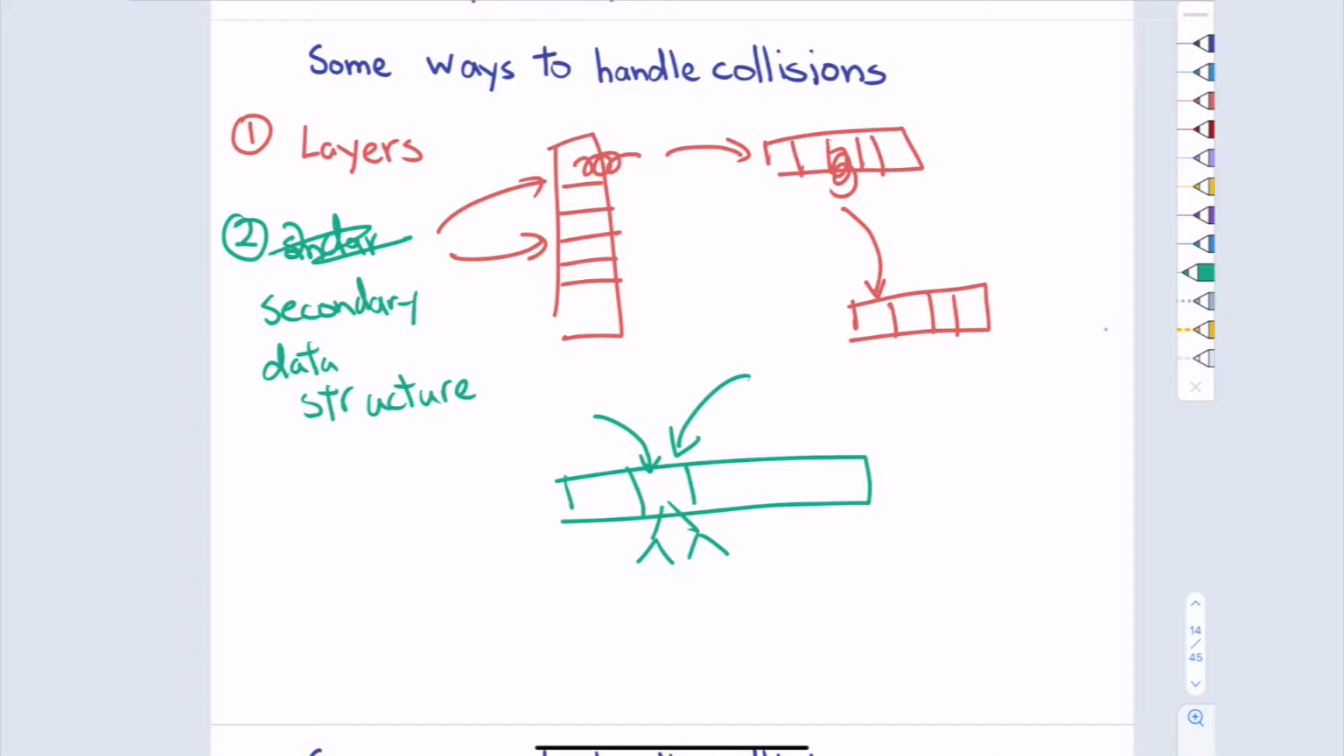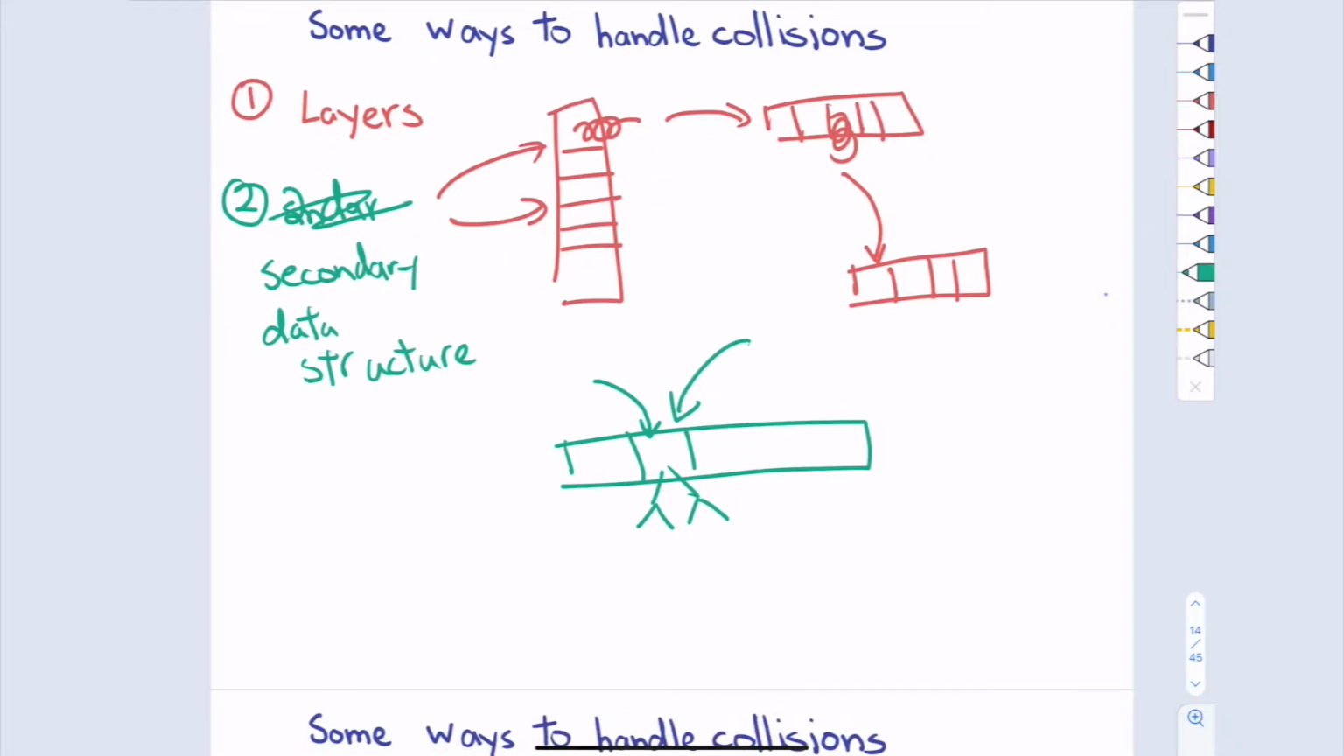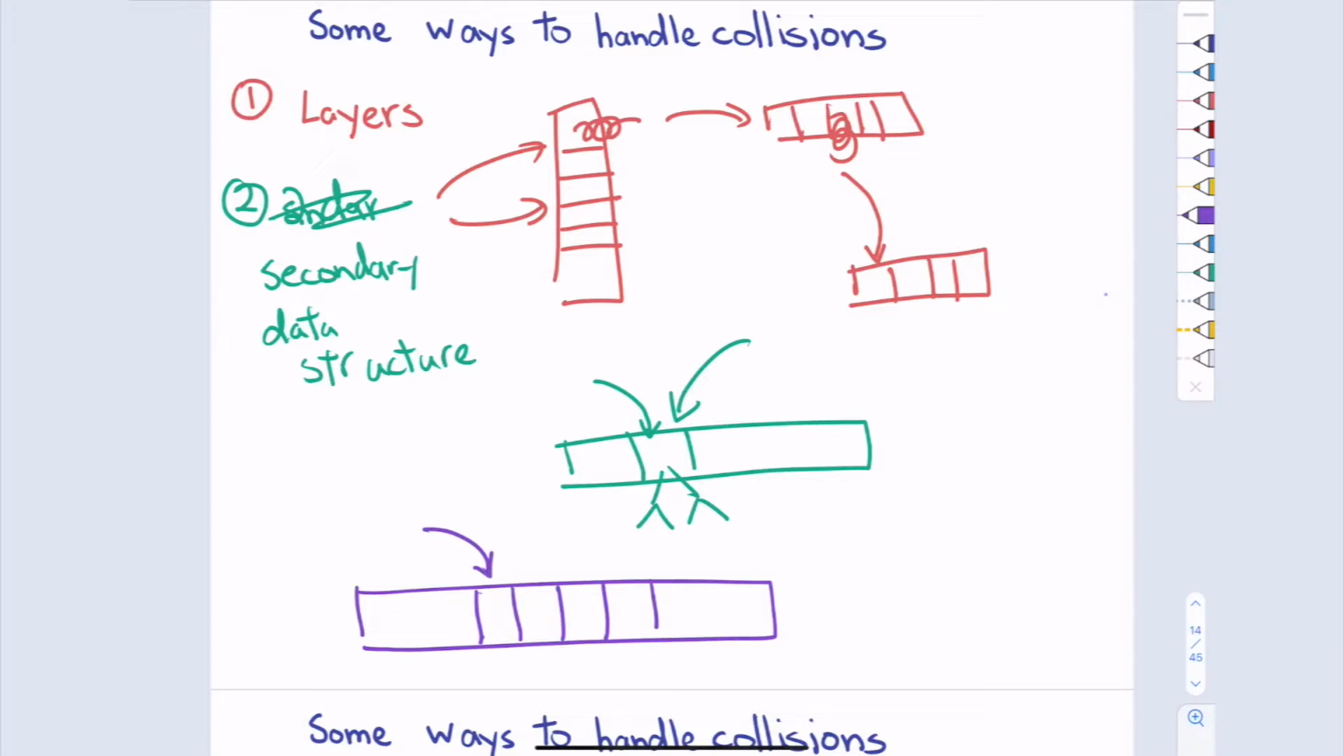Other ideas? You can just scan down to look for an empty spot. Okay, so that's something that will be the main topic of today's lecture. It's called linear probing. Let's say that your item is going to go into that slot, but that slot is already occupied. Then we're going to keep looking for the first unoccupied slot and put it there. That's a reasonable way.